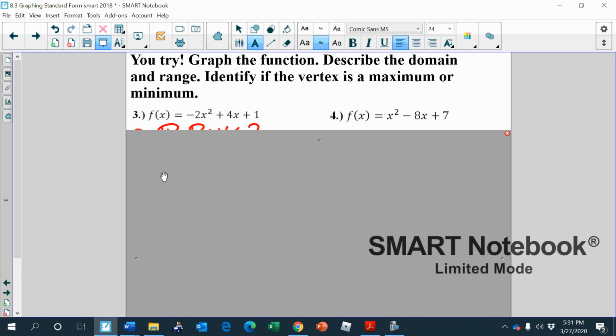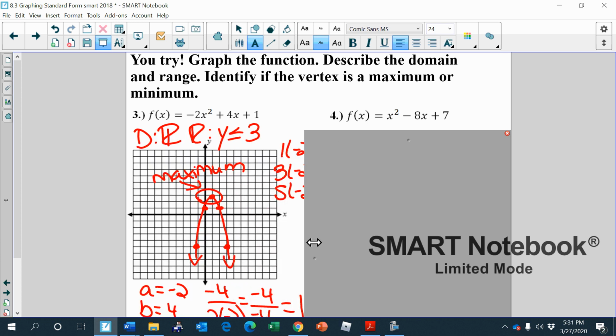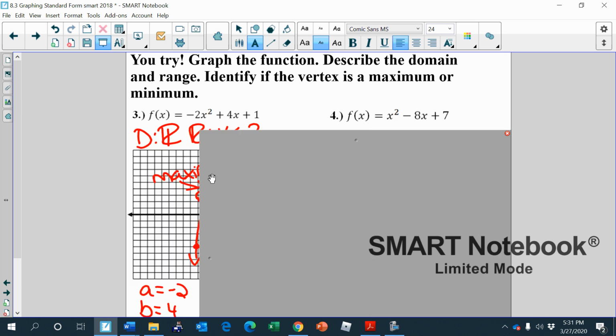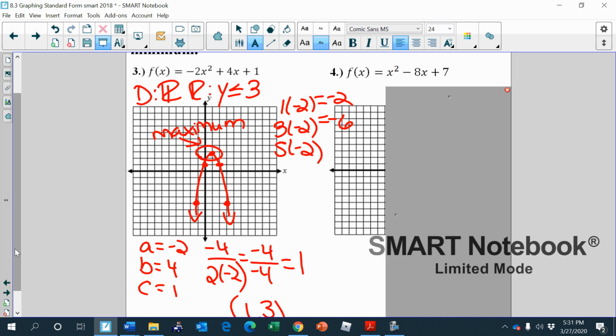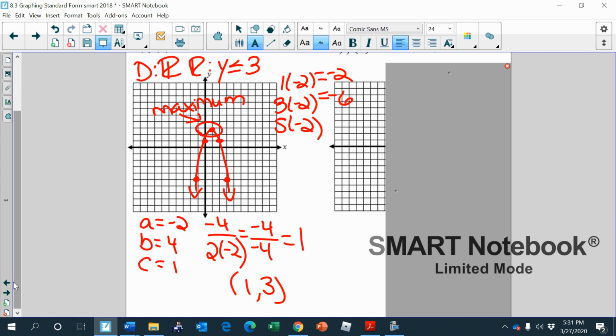Okay, so for number 3 try, this is what your graph should look like. This is your shortcut. Domain is all real numbers. Your range is y is less than or equal to 3, because it opens down. It's a maximum. And I just didn't add the maximum value. The maximum value would be the y value of your vertex. In this case, it's 3 again.